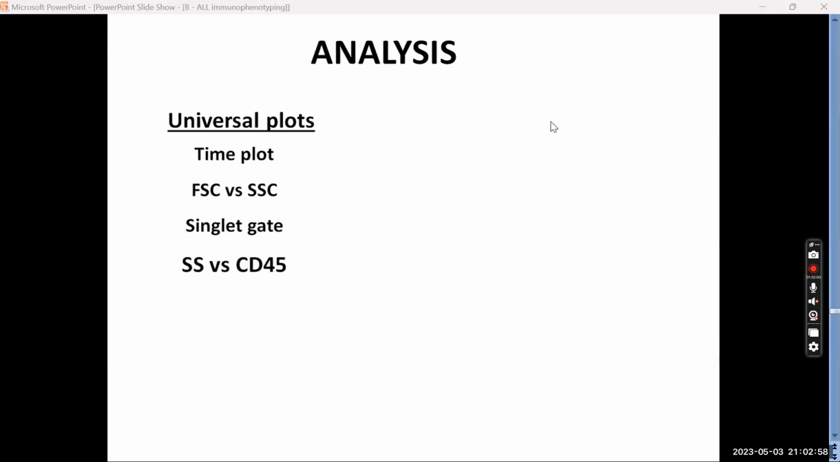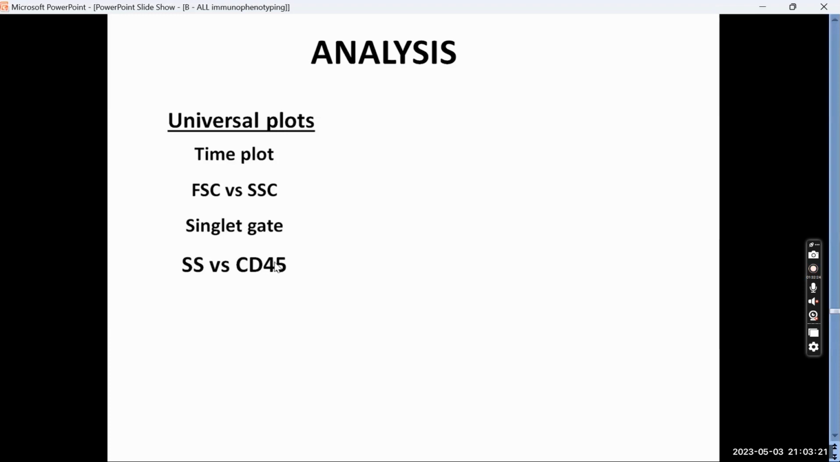Fine. So let's go. Now, how do you do the analysis? As I said, there are some universal plots like the time plot, which will show you stable acquisition. There is no problem with your lasers or your fluidics. Then you see the forward scatter, side scatter. Eliminate the population showing low forward scatter and low side scatter. Then you put the singlet gate, so you select only the singlets and avoid the doublets.